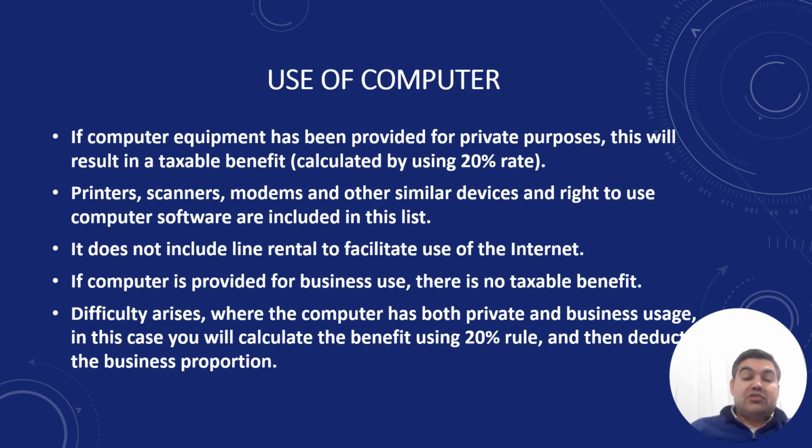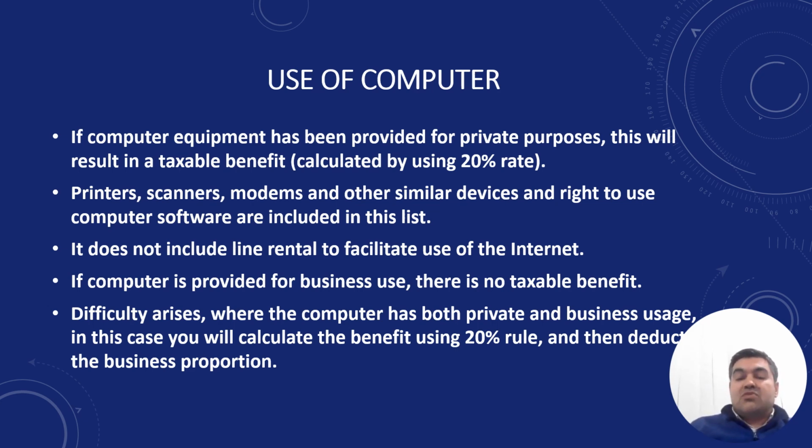So the use of computer is quite straightforward. If computer equipment has been provided for a private purpose, this will result in the taxable benefit, again 20%. It can include printers, scanners, modems, and other similar equipment. Okay, it does not include line rental to facilitate use of internet. If a computer is provided for business use, there's no taxable benefit.